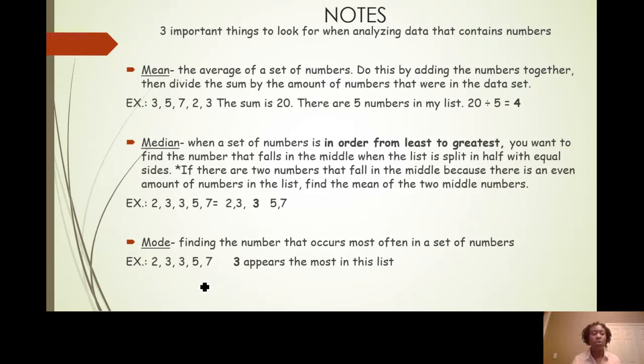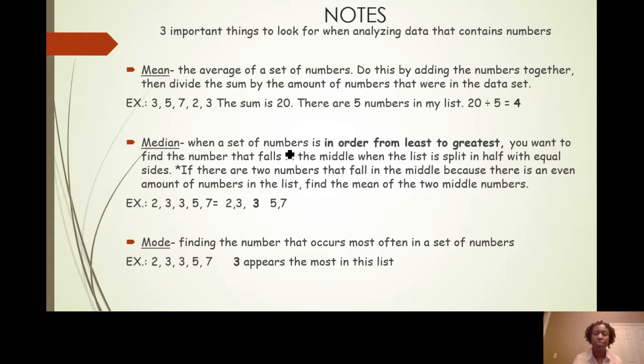data set. So for example, if my numbers were 3, 5, 7, 2, and 3, well, the sum of these numbers is 20. So I add first. Next, I need to divide my sum by the amount of numbers that were in my list. So I had 1, 2, 3, 4, 5. There are 5 numbers in my list. So 20 divided by 5 equals 4. So my mean is 4. Okay.